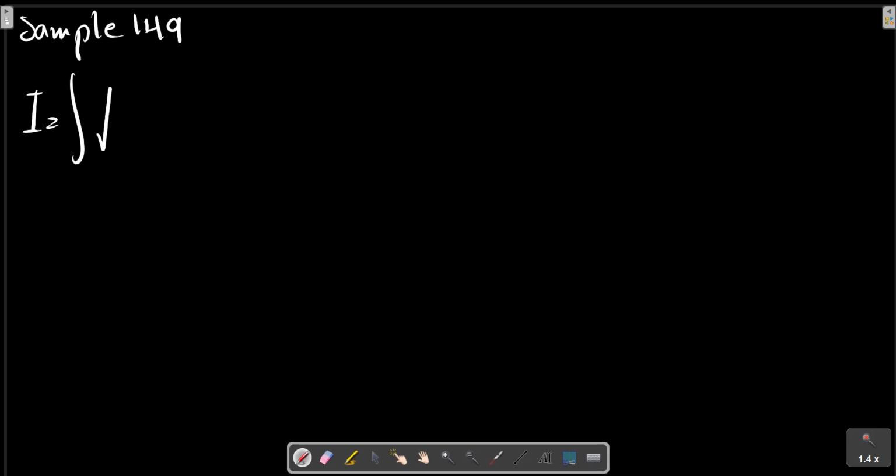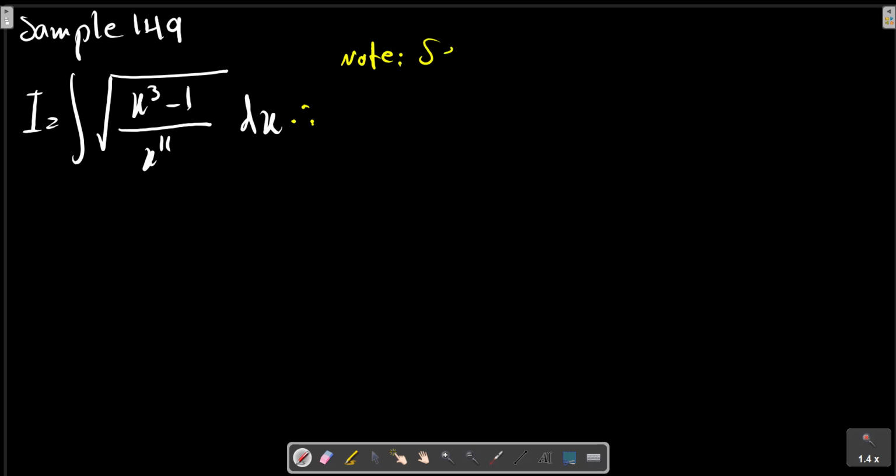x³ ... x¹¹ dx. In this type of problems, especially when we have ... secant 2x minus 1 equals tangent 2x.